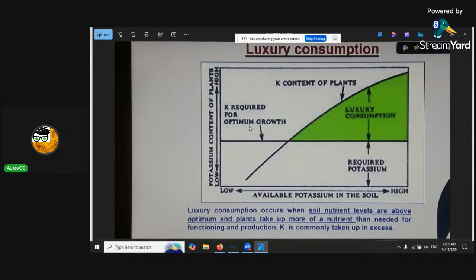Luxury consumption. Luxury consumption occurs when soil nutrient levels are above the optimum and plants take up more of a nutrient than is needed for functioning and production. Potassium is commonly taken up in excess. So what's this say? Potassium content in the plants, availability in the soil or in your substrate. So it's luxury consumption.